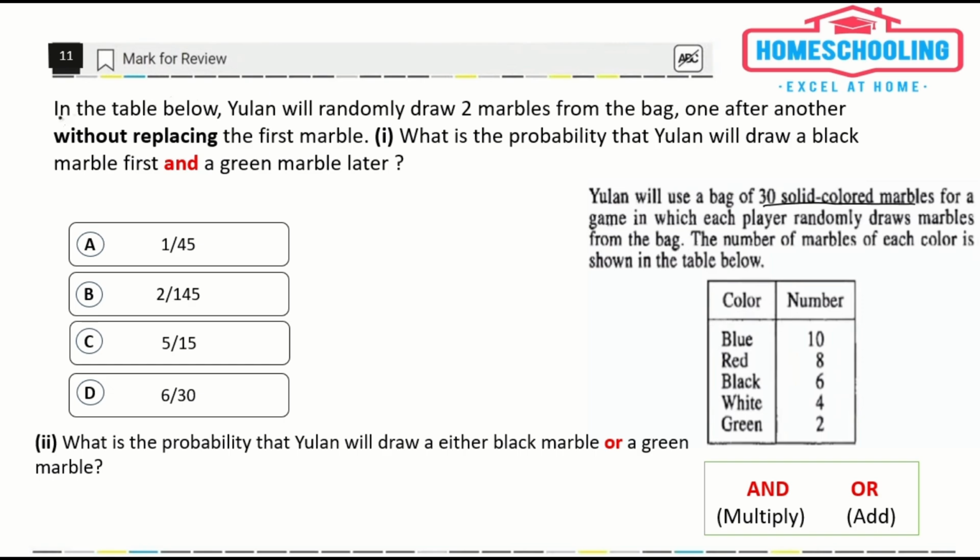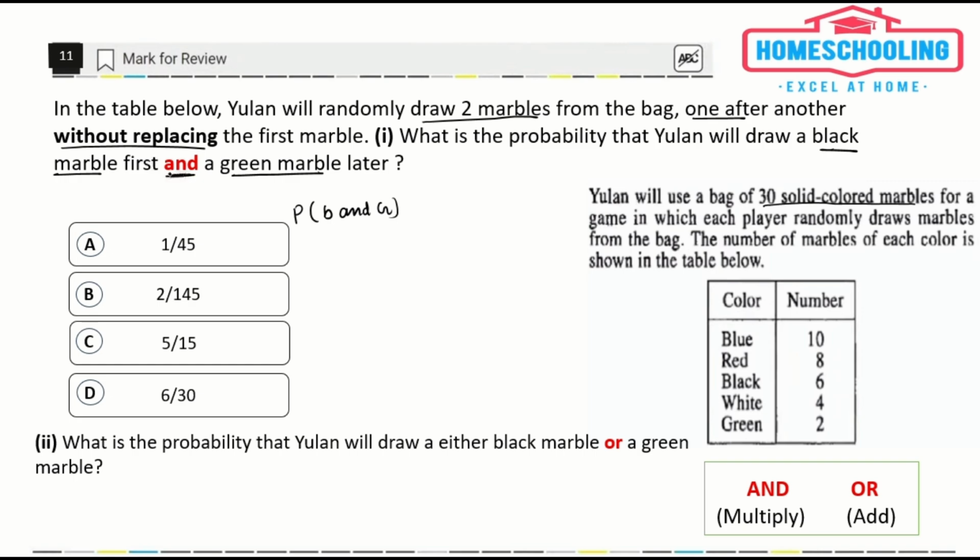The question says that Yulan will draw 2 marbles from the bag, one after another, without replacing. Without replacing means it is a dependent event. What is the probability that Yulan will draw a black marble first? So first we are taking a black marble out, and then a green marble later. So this is going to be the probability of first black and then green.